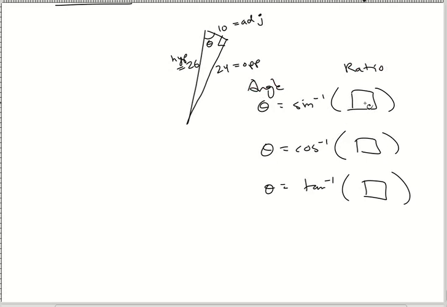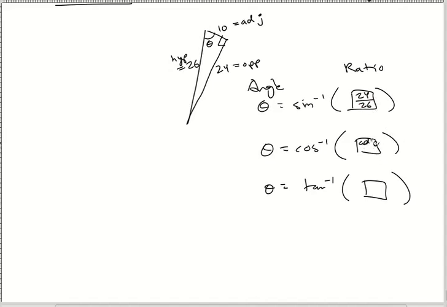Well, what is the ratio for sine? It's y over r. In this particular case, opposite over hypotenuse. Now, I can't go and write English in there. They're not going to want that. So what is the opposite? 24. What is the hypotenuse? 26. You don't need to simplify.